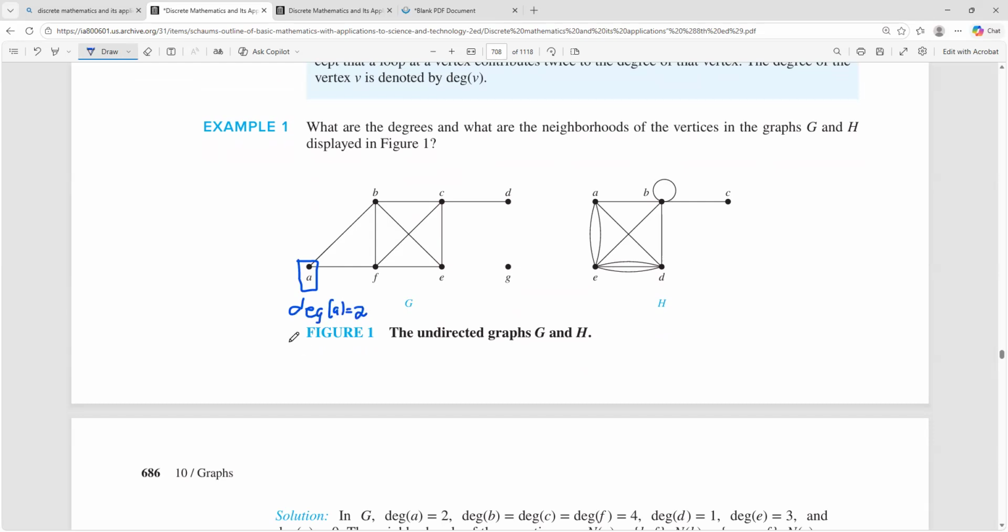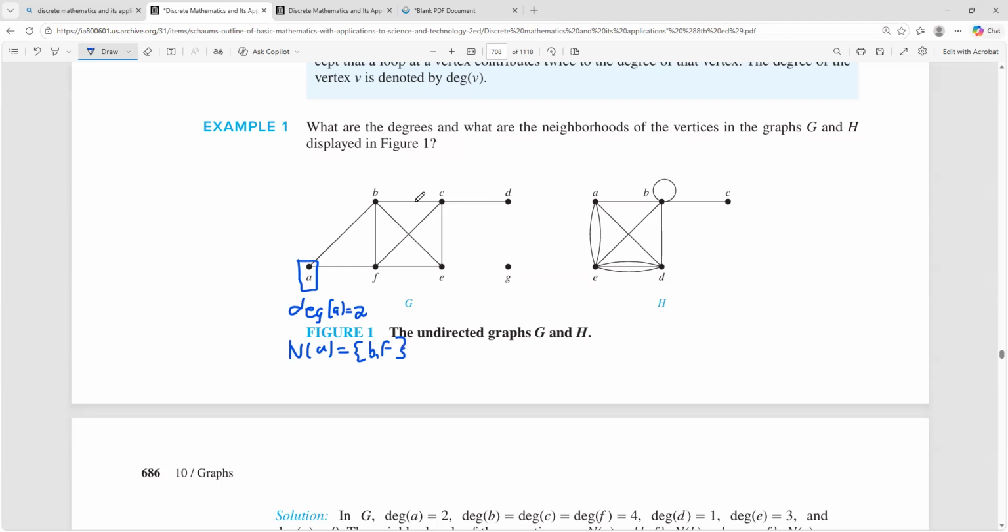And what is the neighborhood going to be? The neighborhood of A. What nodes, you can see the letters, share a connection with A? Yep. For a neighborhood, you've got to specify which ones. So it's B and F.